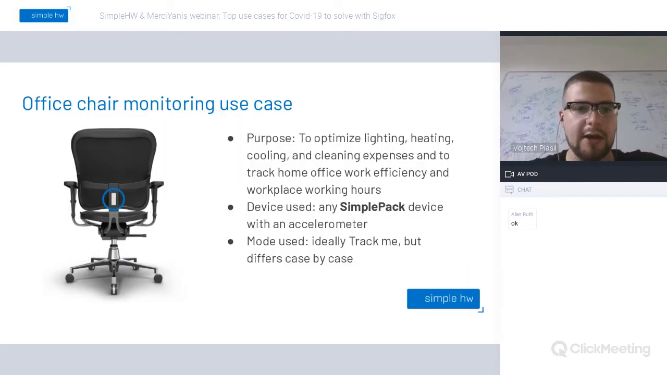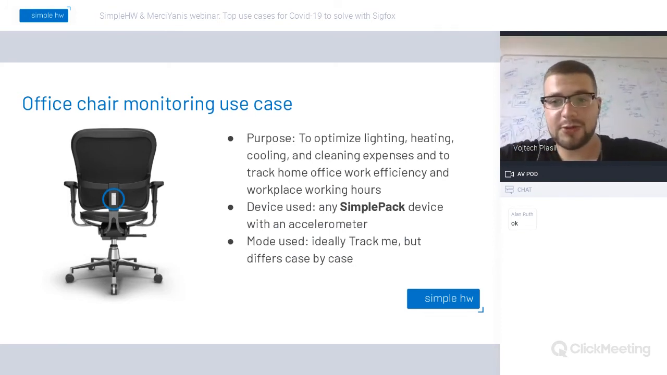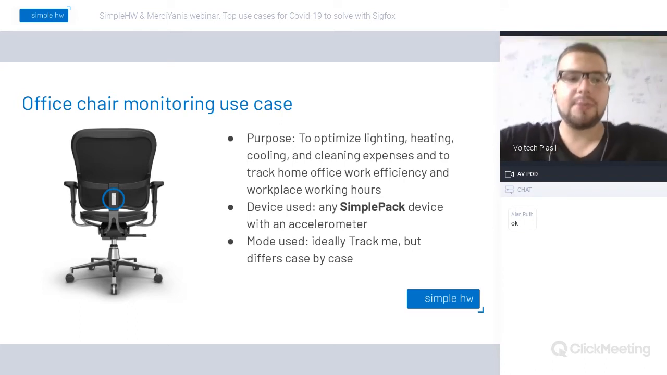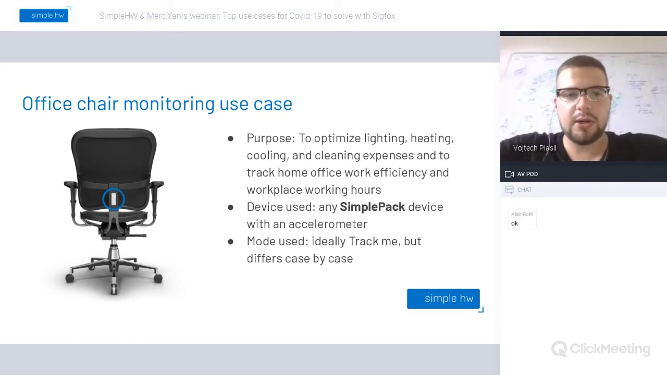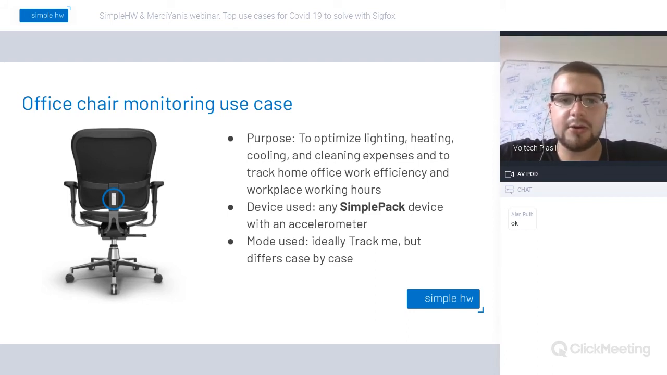Okay, the next use case we have is office chair monitoring. Not necessarily an office chair, it can be a home office chair, of course. And the purpose of that is to optimize working conditions such as lighting, heating, cooling, etc., and cleaning expenses. Because if you have a room that nobody touched for a week, it's not crucial to clean it to every last bit, because you will know that there's not a lot to clean.